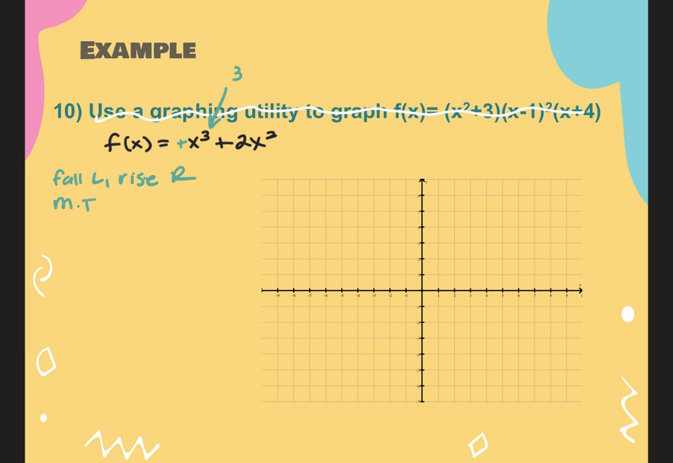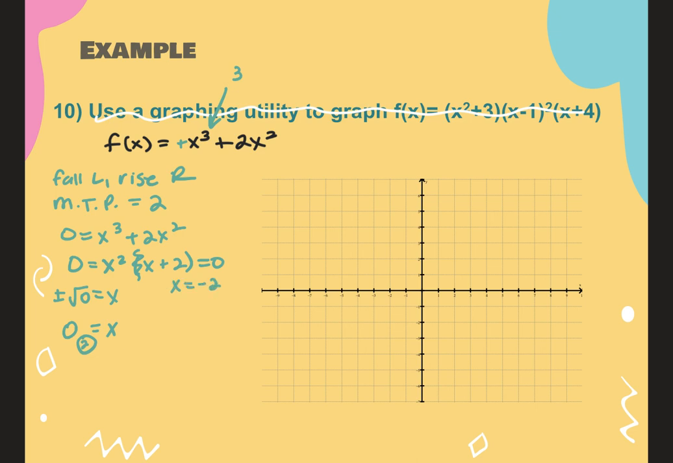Max turning points would be 2 because it's 3 minus 1. 0 equals x to the third plus 2x squared, and I'd factor it. Take out the x squared, and I get x plus 2. Split and solve, and I get x squared equals 0, which means x would equal plus and minus 0. While that doesn't give me two different answers, it gives me 0 twice. And that's important because it affects the multiplicity. And then here, x equals -2. So -2 and 0 are my answers.